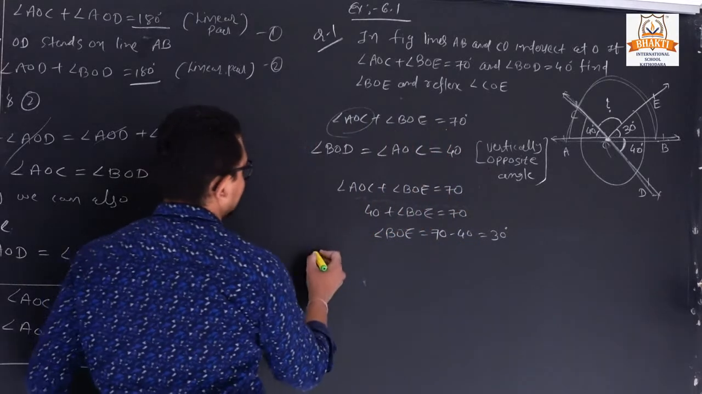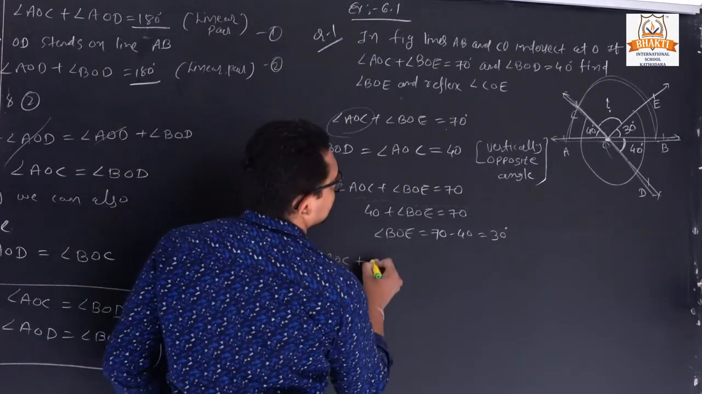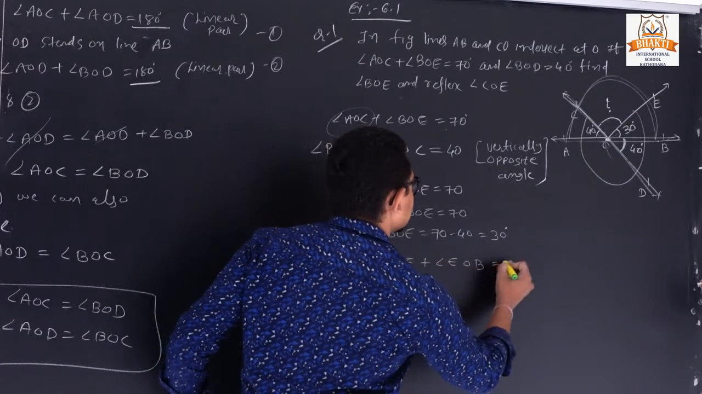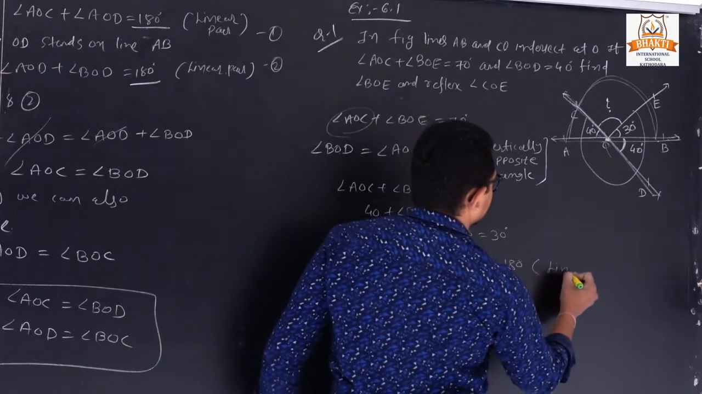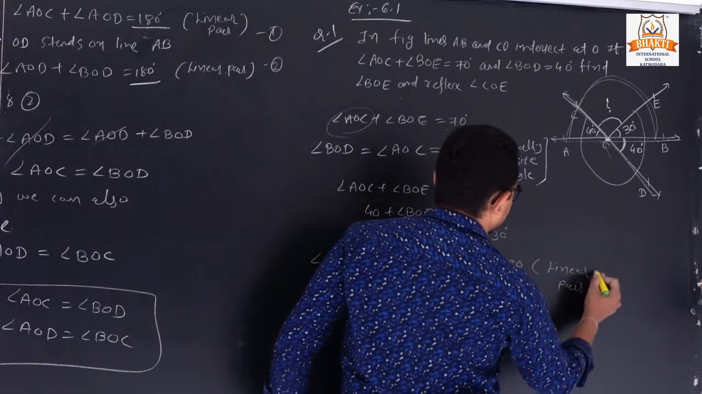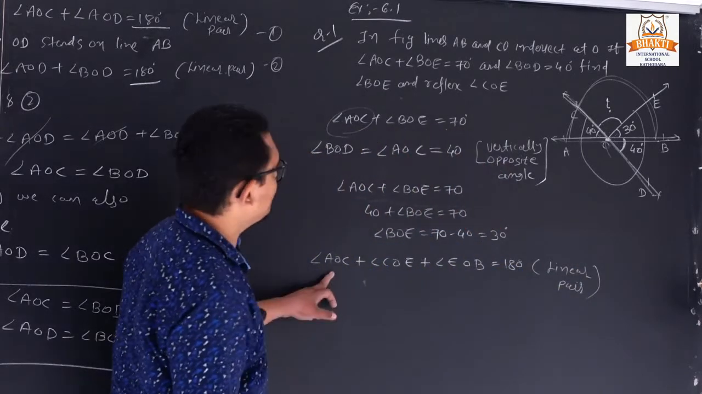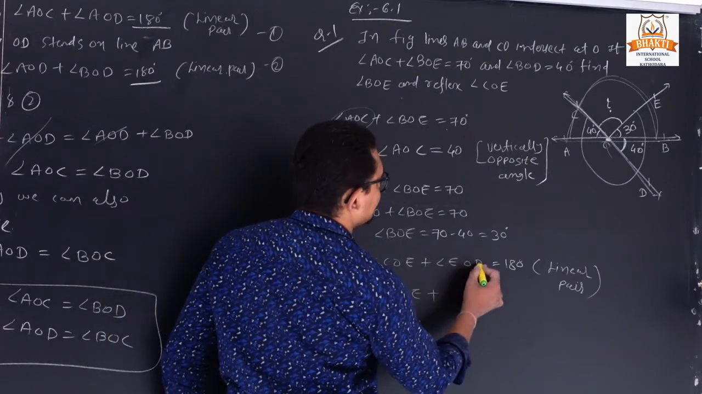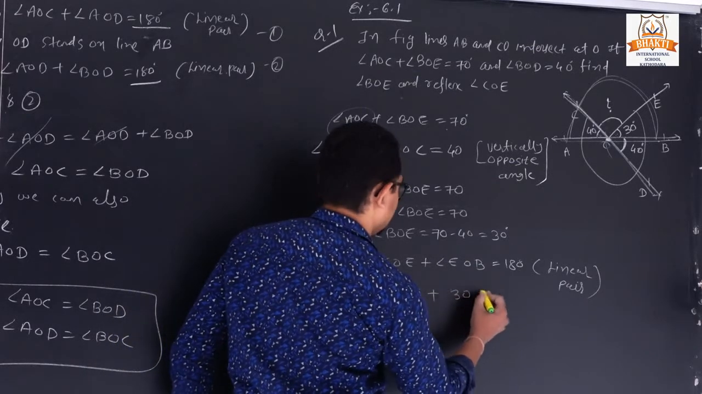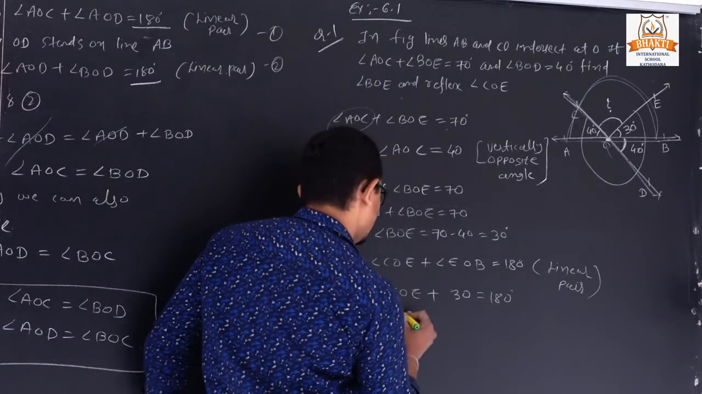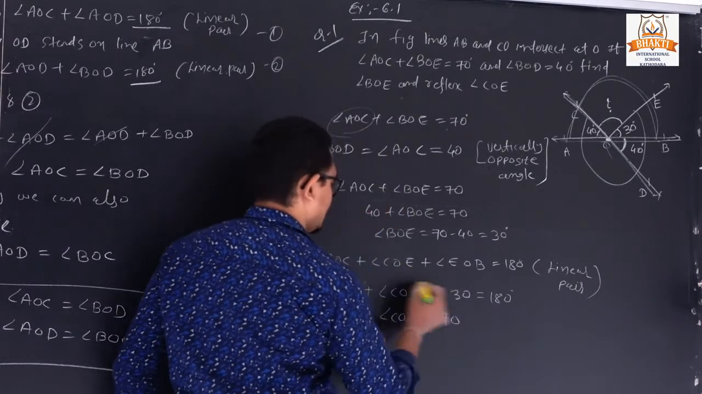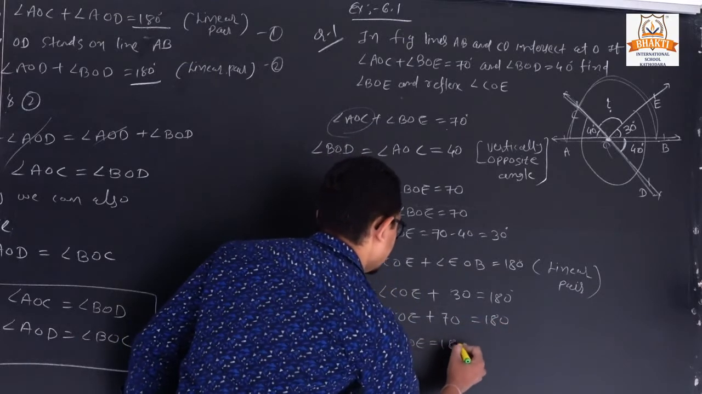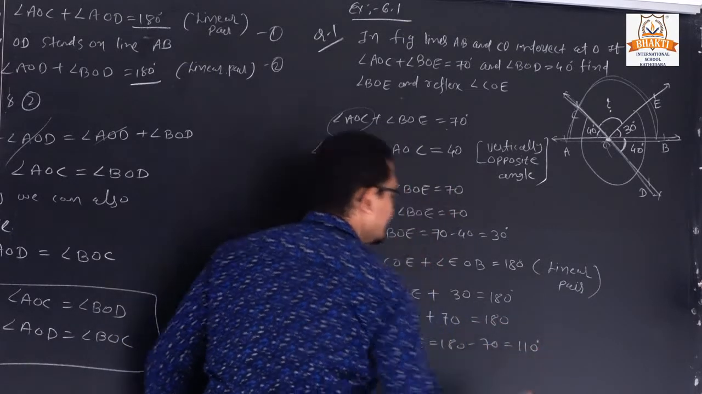Clear? So we can write AOC plus angle COE plus angle EOB is equal to 180 degrees. Now AOC is given as 40, COE we need to find, and EOB is also given as 30 degrees. So COE plus 70, because 40 plus 30. This 70 goes to the other side. So 180 minus 70 is 110 degrees.